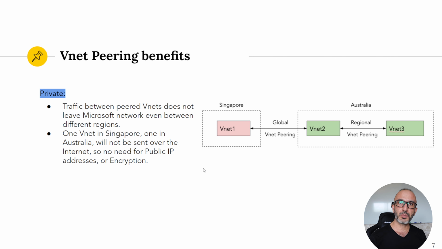So what are the VNet peering benefits, or where does it make sense to use VNet peering? VNet peering traffic does not leave the Microsoft backbone even if the VNets are in different regions. So even for the case of VNet1 being in Singapore and VNet2 in Australia, when you send traffic between those VNets, it's still going through the Microsoft backbone, which means your traffic is private and it's not going to go over the internet. So you don't need to use public IP addresses and you don't need to worry about encrypting your traffic.